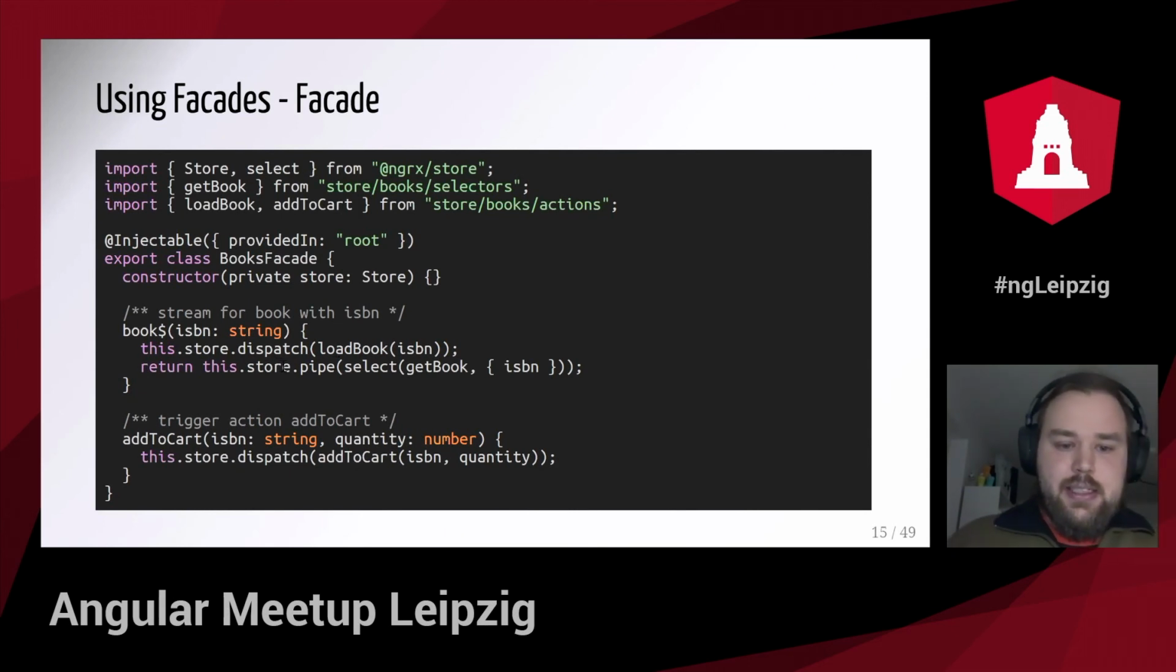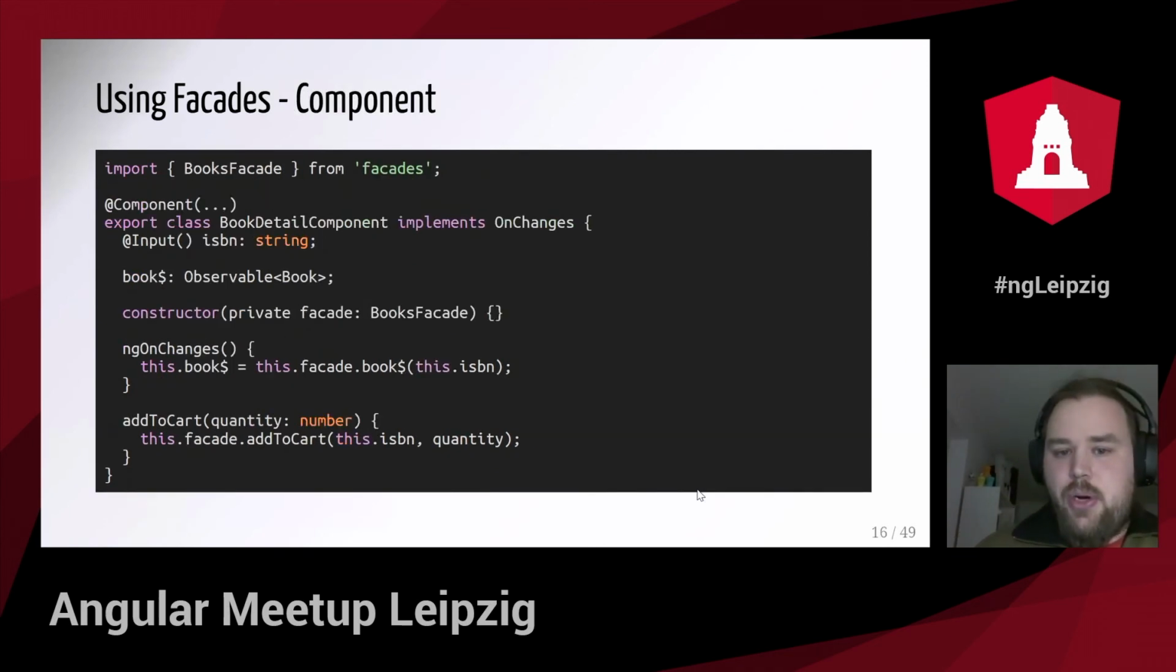And it also uses the selector to retrieve the book as a stream from the store. And then, of course, you have your convenience methods for add to cart, which in turn triggers the interaction. So if you're using this facade in your component, the component becomes really clean. You're just using the facade and all the implied logic behind this stream, and you can use convenience methods to trigger interactions.